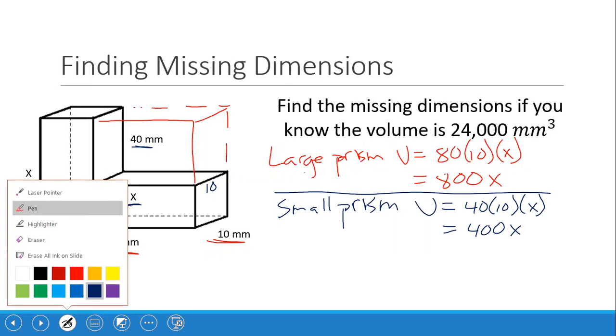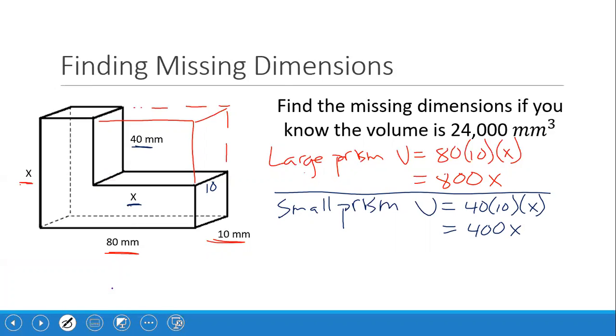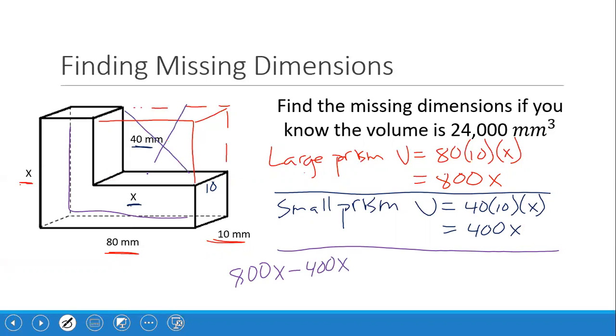Now, if I'm looking at the actual shape, let's say we go with purple here, to find the L shape, I'm going to take the difference between those. I'm going to take that 800x and subtract off the 400x, because this piece right here is being cut out of that larger prism. And that ends up giving me 400x. But we know that the volume listed in the original problem was 24,000, so I'm going to put that as the solution to this equation.